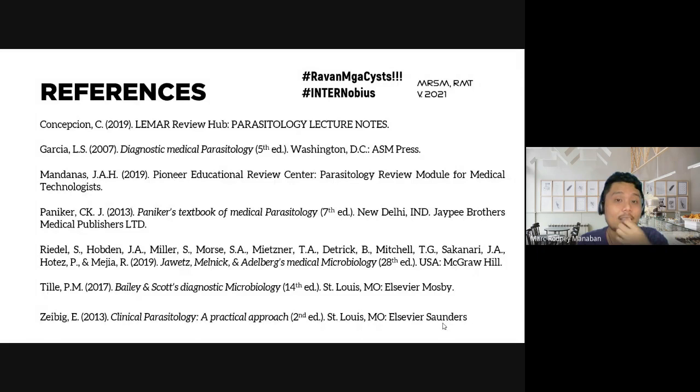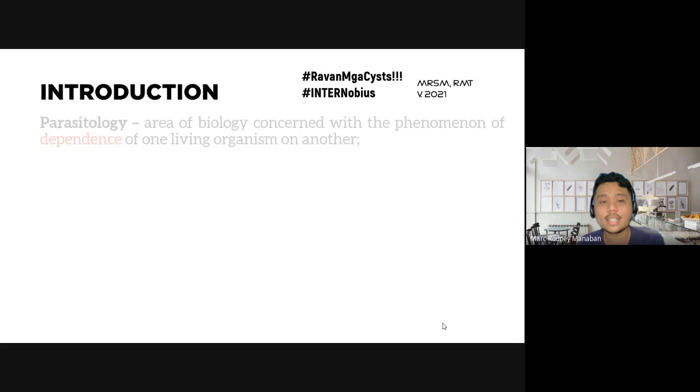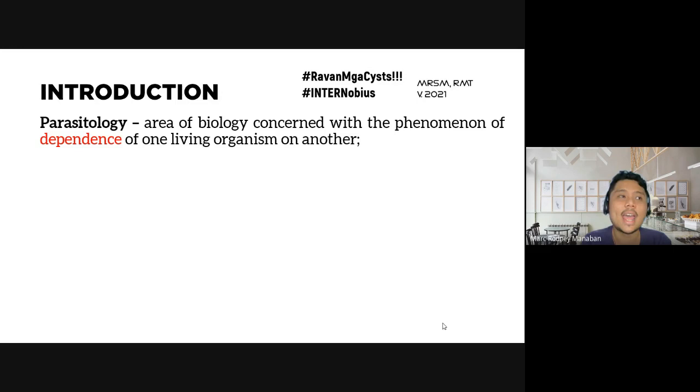Okay, all right. So we go now to the introduction. All right. So what is parasitology? By the name itself, it's an area of biology, and it focuses on the scenario where an organism depends on another organism to survive, or to live. So meaning, if the other organism is absent, it cannot survive. All right, that's parasitology. Now, parasitology is a broad field.